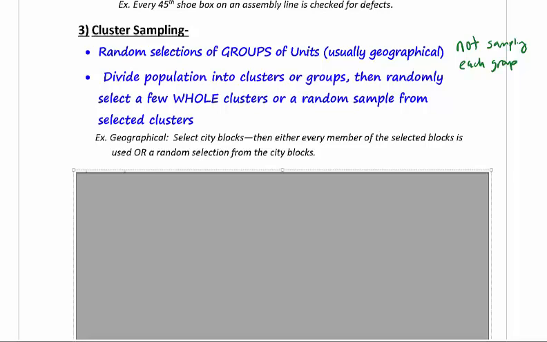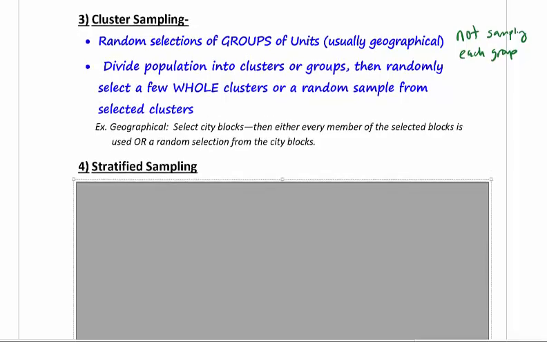Here's an example. It's a geographical one, which is usually what cluster sampling is, though not always. You select city blocks, then either every member of the selected block is used or a random selection from the city blocks is used. So select the city block, which is your group or your cluster, then every member of a selected group of the blocks or a random sample selection from the city blocks is used.